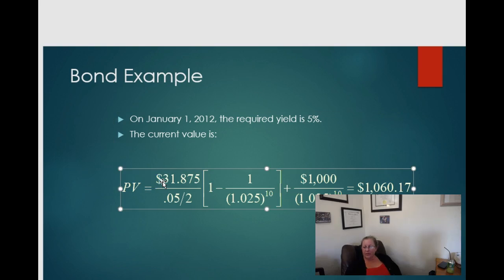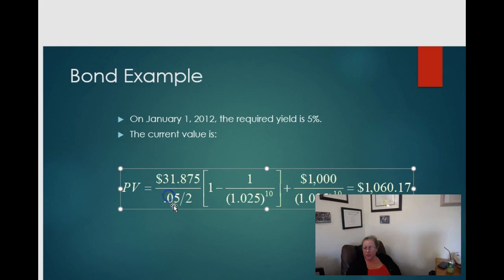So notice here we have our coupon payment, $31.88, and we're dividing that by the market interest rate, which is 5%. And the reason we divide that by 2 is because it's biannual, twice a year. So you have to pay attention when you're doing these types of problems. If it says semi-annual, then you take that market rate and you divide it by 2. Okay, so 0.05 divided by 2. And then we're going to multiply that by 1 minus 1 over 1.025.